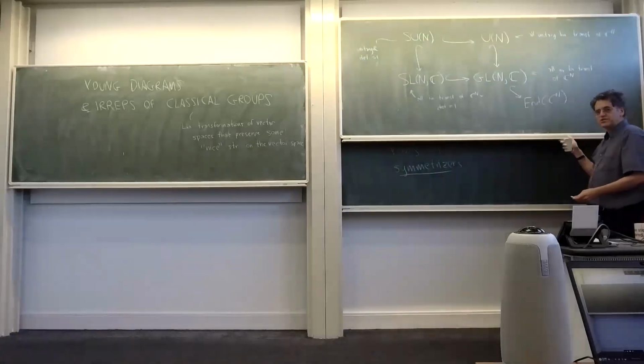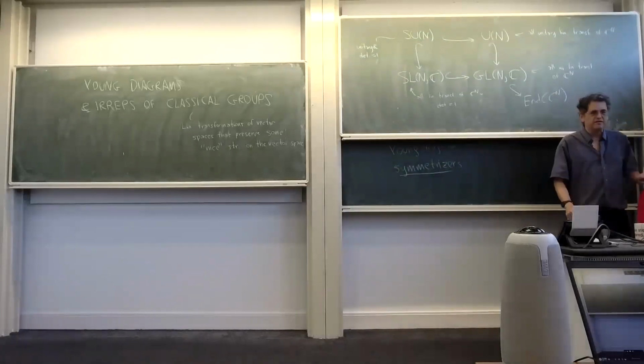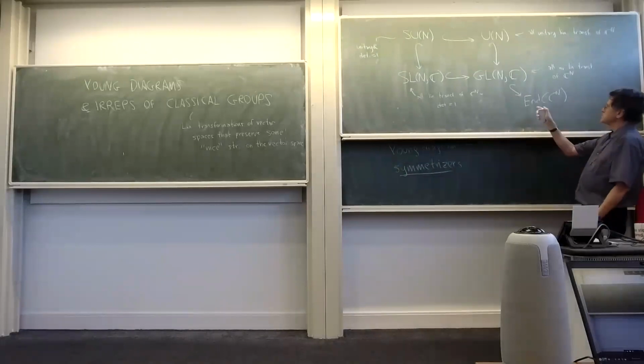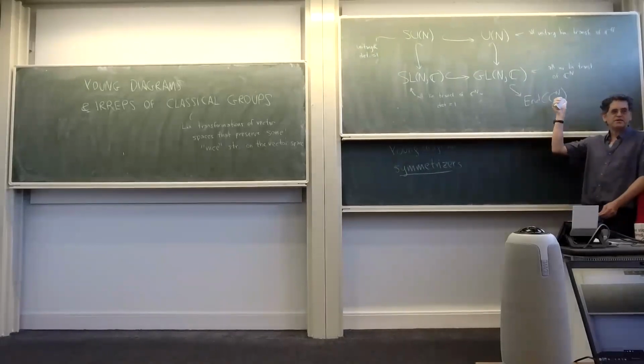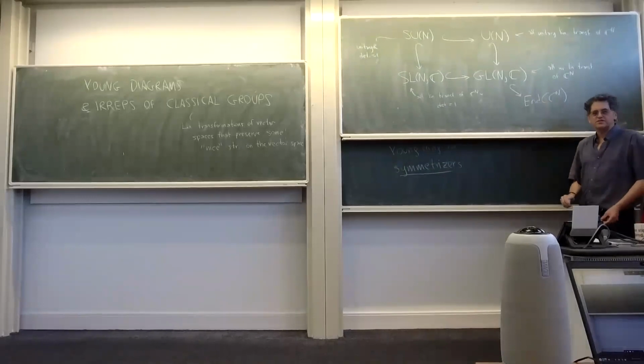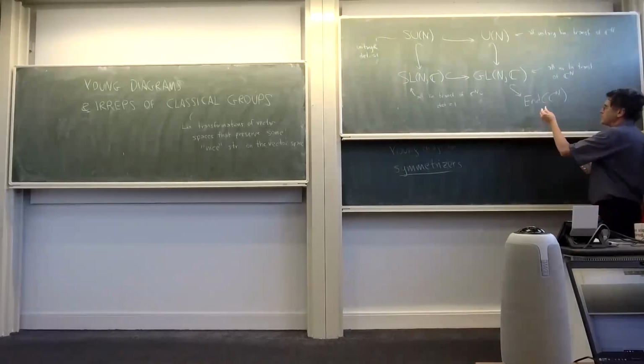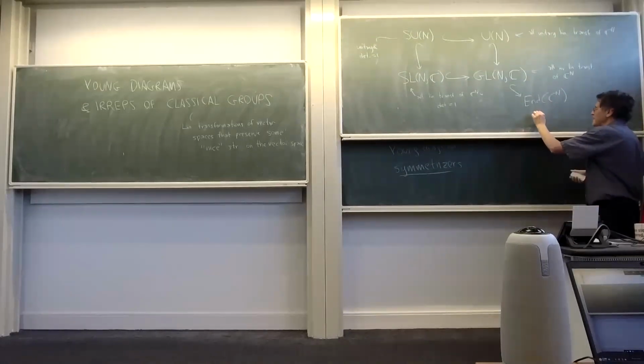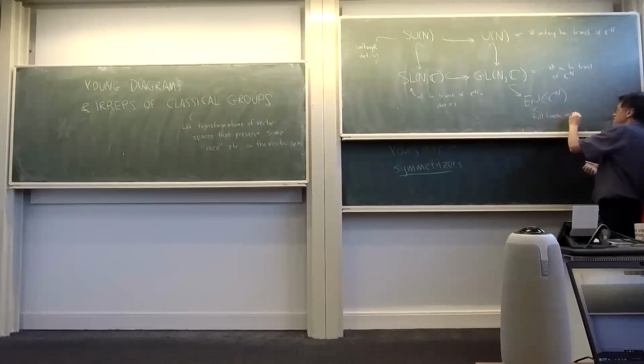And group representation theory books, because they're written by these people who like groups, never study the representations of this monoid, except perhaps implicitly. But this is clearly the most important thing. And it's called the full linear monoid by those who love it. So it's just all linear transformations of C to the n.